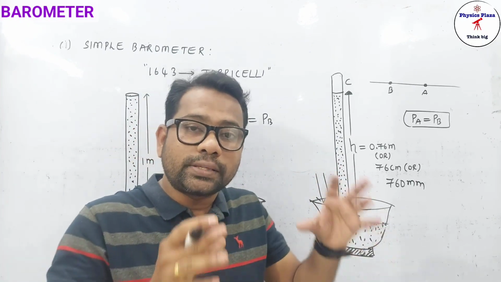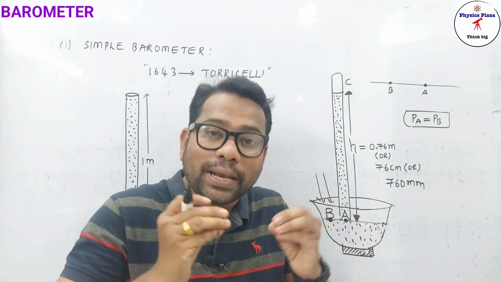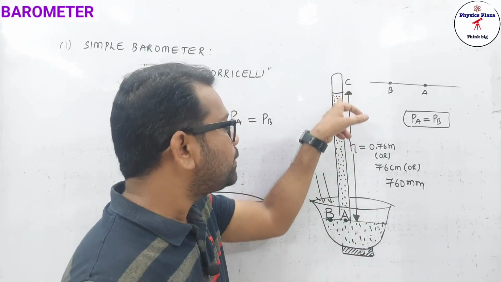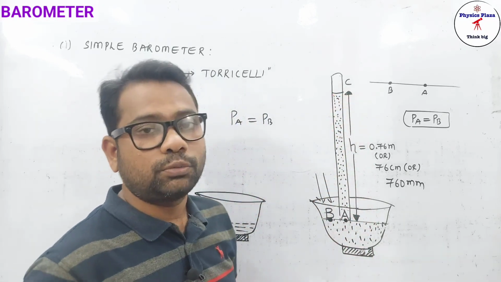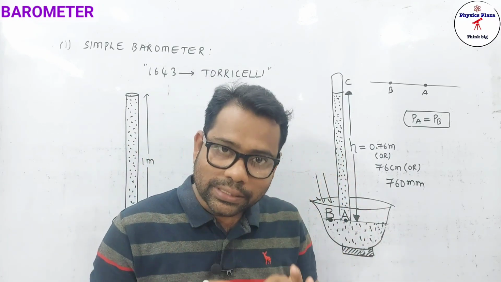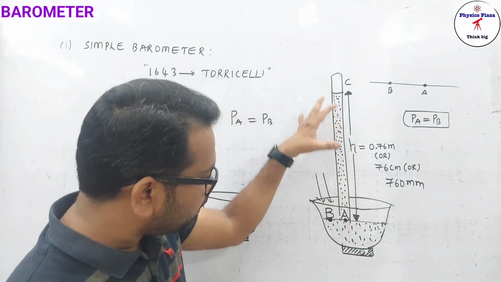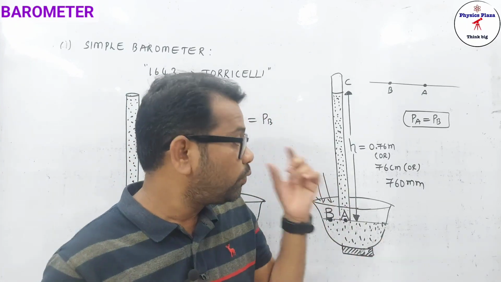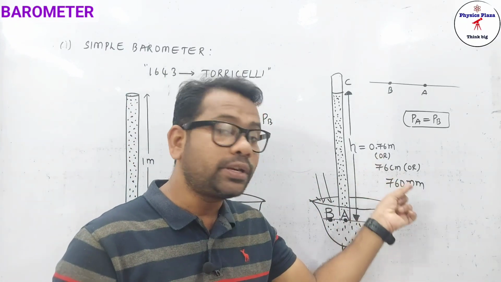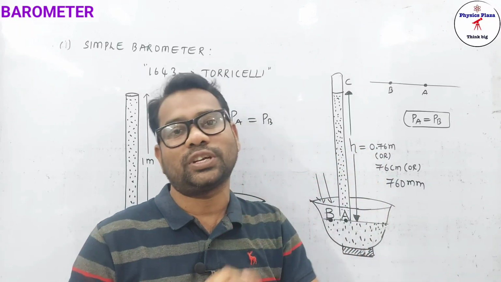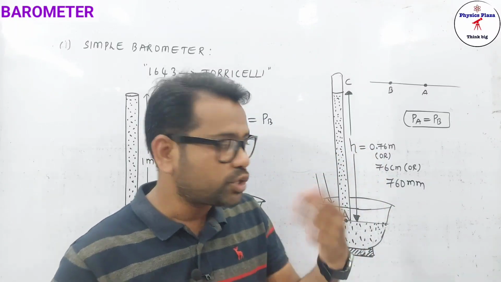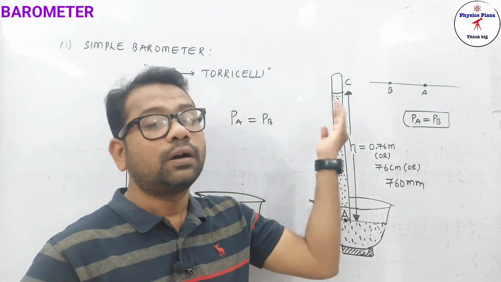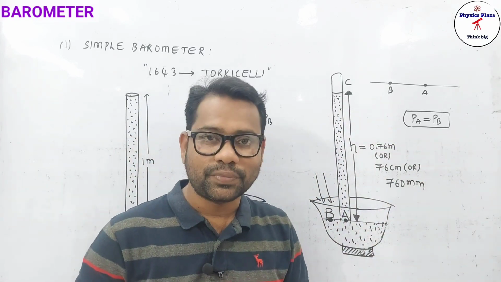Which means the pressure exerted by the atmosphere is balanced by the pressure of the liquid column inside this glass tube. That is the reason we consider the height of the mercury level in order to measure the pressure. But here we have to mention 76 centimeters of Hg, or 760 mm of Hg, or 0.76 meters of Hg. It is mandatory. Is that clear?